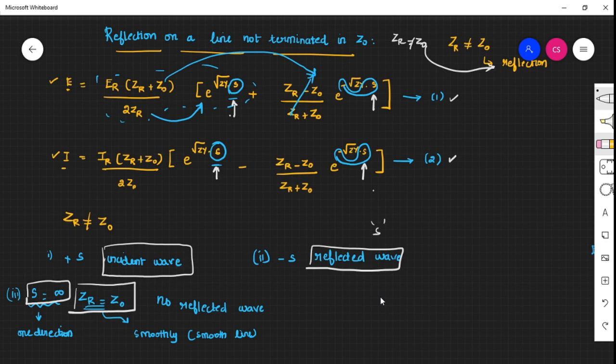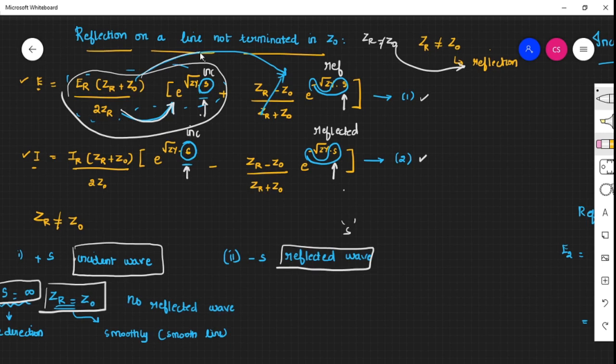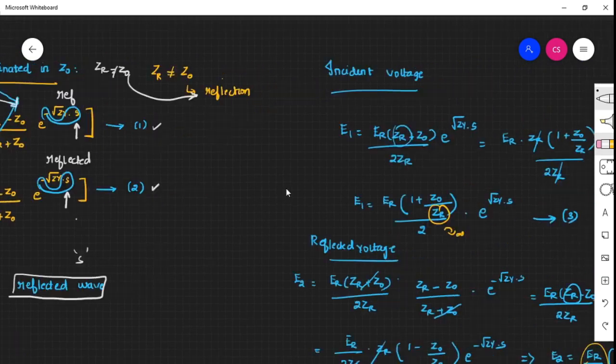When there is no proper matching, or when the line is not terminated in Z0, there will be a reflected component of the wave. Let us now observe the reflected component. Now this equation contains two parts. As I said, this is the incident wave and this is the reflected wave. Similarly here, this is the incident component and this is the reflected component. So we will multiply with the two terms. The first part multiplication represents the incident component, and similarly multiplying with the second part gives us the reflected component. So we will first analyze the incident voltage.